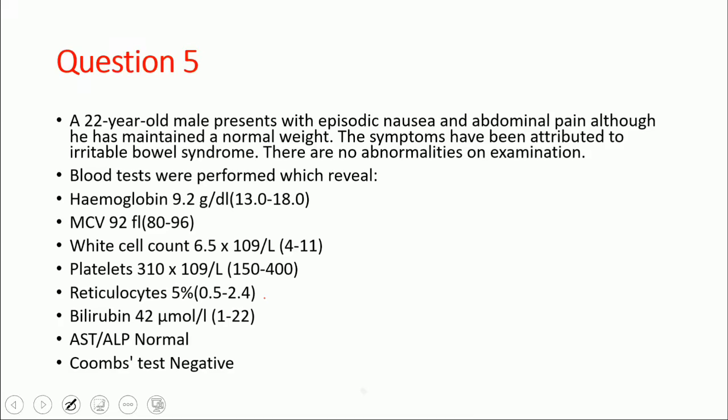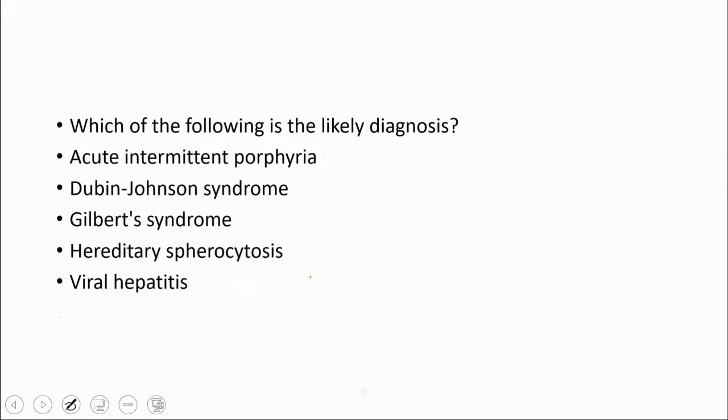There is an IBS-like story. There is anemia with high bilirubin and reticulocytes. The moment you see that, you think there's probably a bit of hemolysis going on. But Coombs is negative. So the answer here is hereditary spherocytosis. There is a hemolytic anemia going on, with nausea, abdominal distension, or gallstones, right? And I told you that gallstones are a common presentation that you see in hereditary spherocytosis.